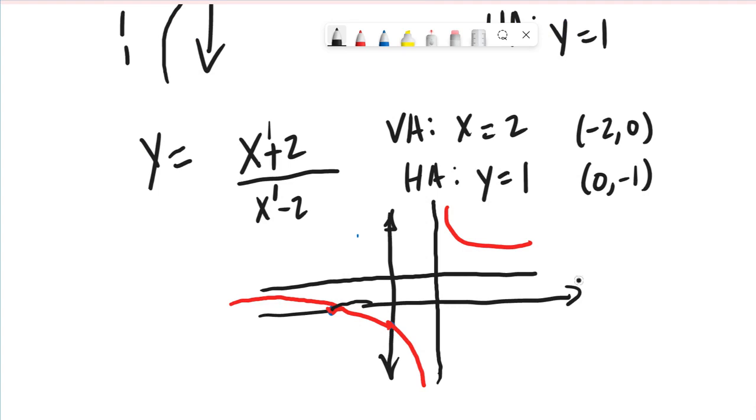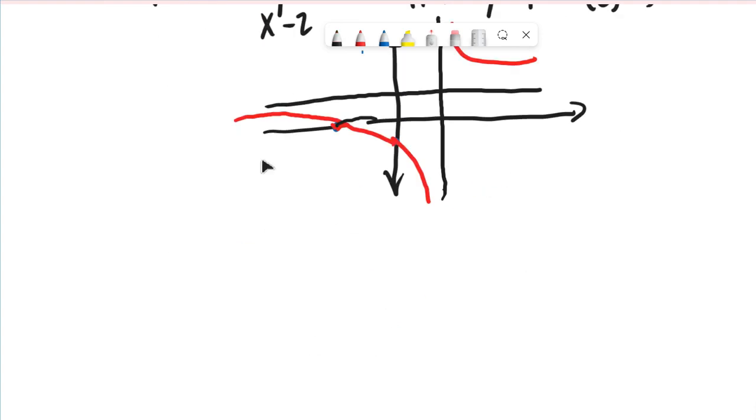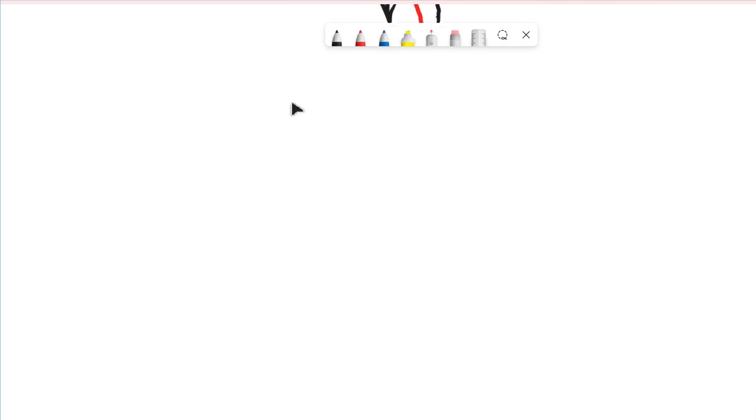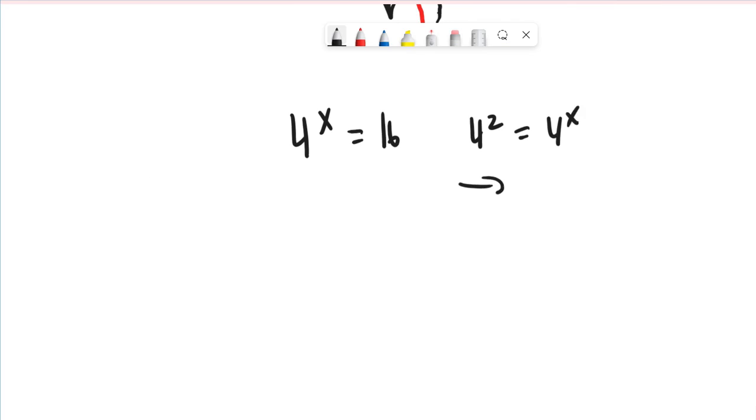Now, I'll try to conclude this by looking at some exponential functions. So we look at some exponential functions, such as 4 to the x equals 16. And we can technically solve these kinds of equations because we can rewrite 16 as 4 to the 2, equals 4 to the x. And then that gives us that x equals 2. Okay, that was easy. Now, the thing though is, what happens when it's a little more complicated, right?